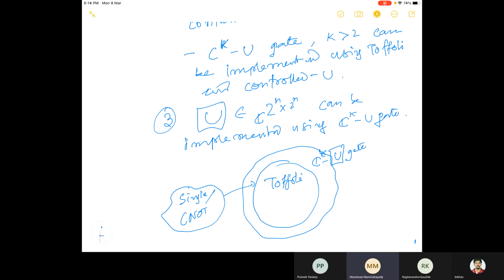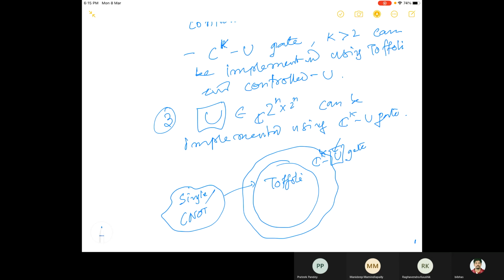I'll give you examples. If K is 1, then it is like a controlled NOT gate. But NOT gate is a 1 qubit gate, so instead of taking NOT gate, I can consider any general qubit gate, any 2 by 2 unitary gate.